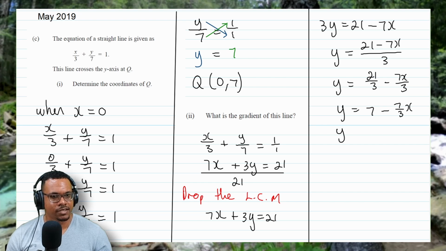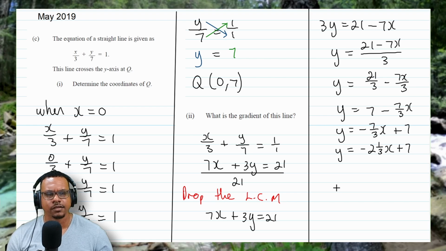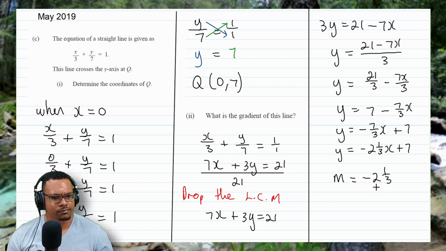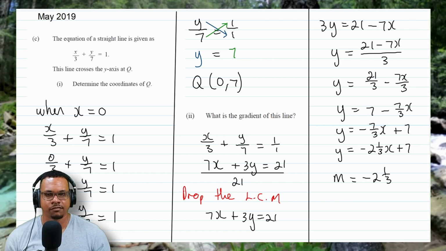So now writing it with the term in x first. That's negative 7 over 3 x, and this positive 7 after. It's in the form y is equal to mx plus c. I could write this as a mixed number. 3 could go into 7 2 times. So y is equal to negative 2 and the remainder 1, so 1/3 x plus 7. So this negative 2 and 1/3 will be the gradient of the line. So m is equal to negative 2 and 1/3. And that would bring us to the end of this video.